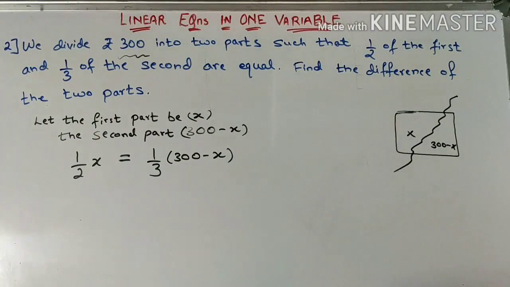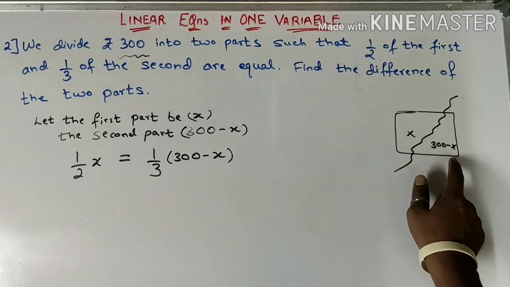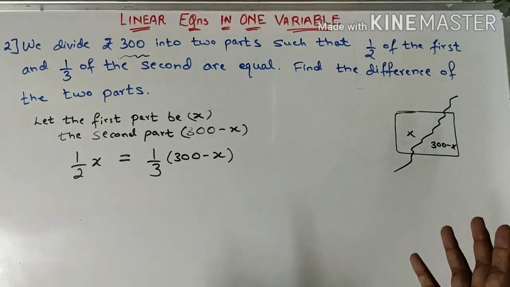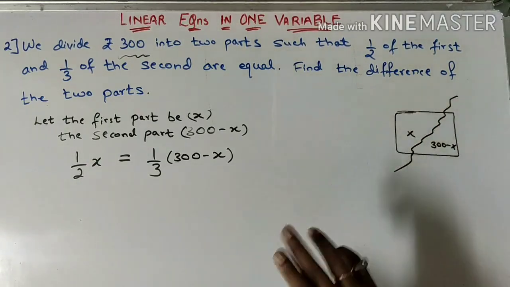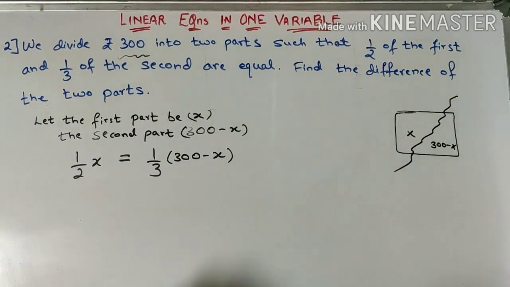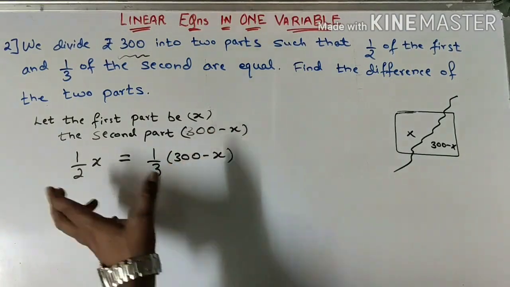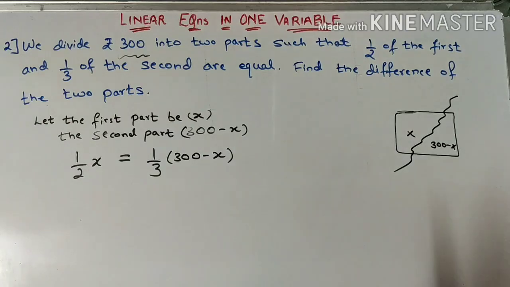But as I said, read the whole problem before jumping onto solution, or even after completing the problem you are supposed to read the whole problem once. So find the difference of the two parts. So after finding both these parts, my question is not just finding the two parts, my question is find the difference of the two parts. Okay, so first we'll find the first part, that is x. The second part will be 300 minus x, and then the larger minus smaller will give me the difference between the two parts.